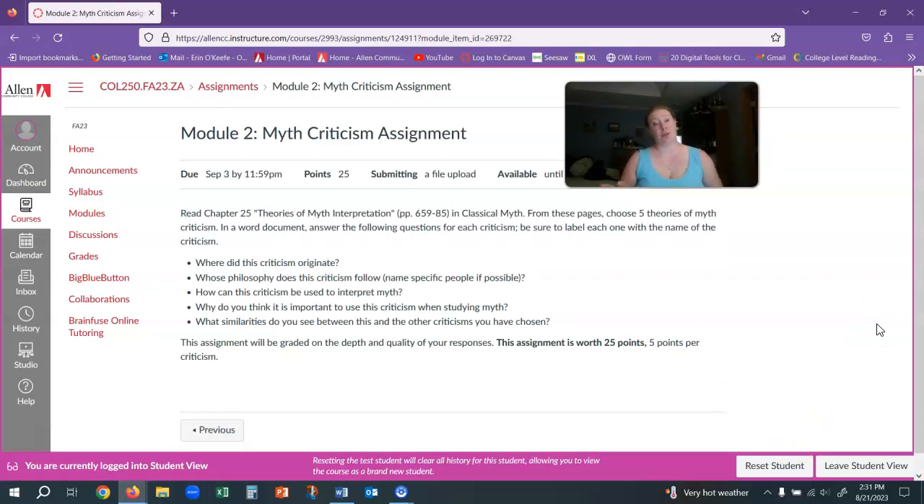Then this is your first writing assignment that is specific for literature, and we're looking at myth criticism. You're reading the theories of myth interpretation, which is chapter 25 at the end of the textbook, and it basically just goes over different types of criticism. This is something that some students have trouble wrapping their heads around, and it is a very common topic discussed in literature.